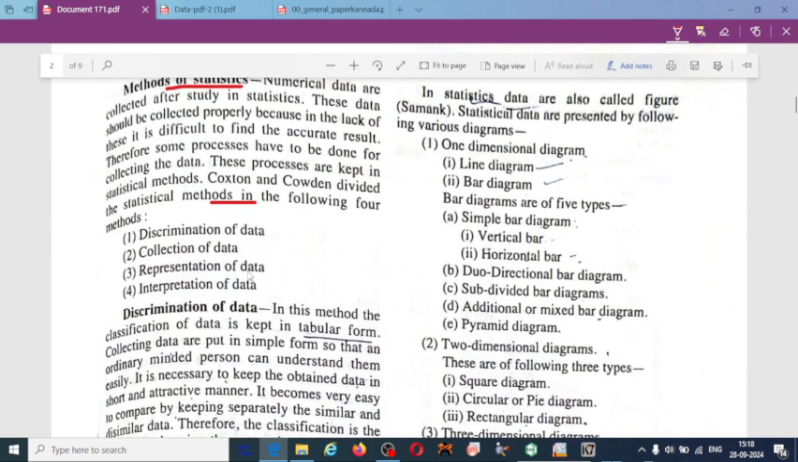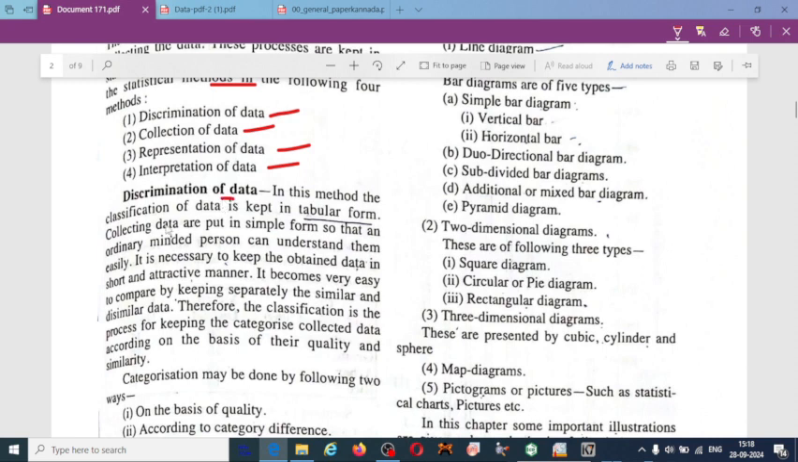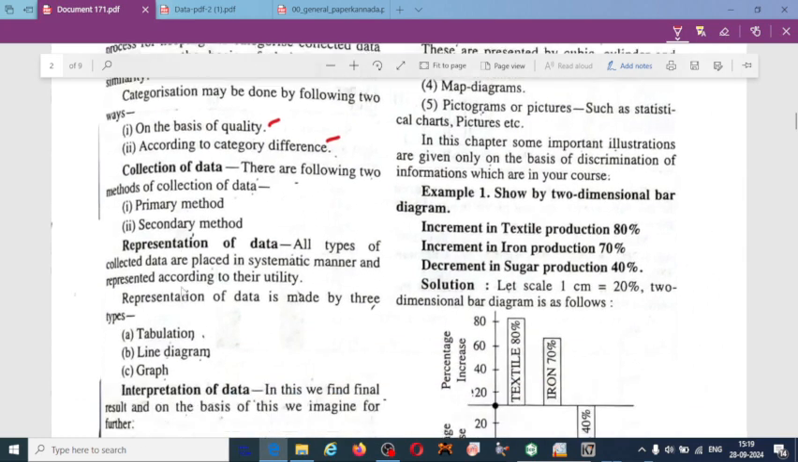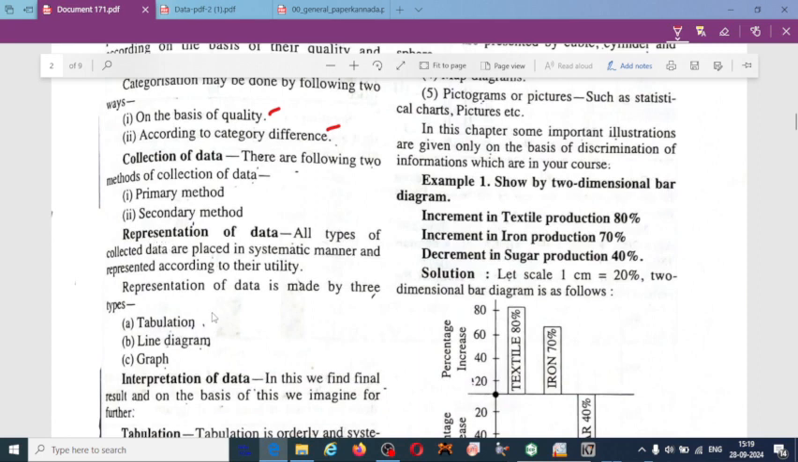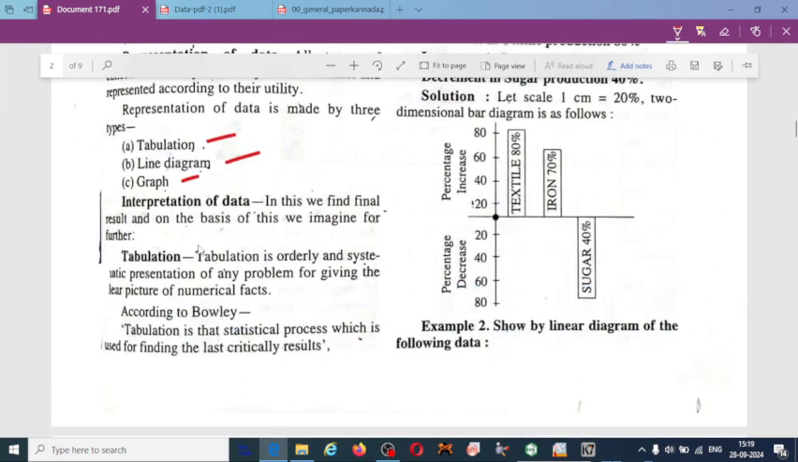Statistical methods include the discrimination of data, collection of data, representation of data, interpretation of data. Discrimination means how you can classify the data and represent it in tabular form. There are two ways: on the basis of quality and according to the category of difference. Collection of data, primary and secondary data, we already know. Representation of data, you can represent in tabular form, line or graph. Interpretation means how you are going to find the final result on the basis of these representations.